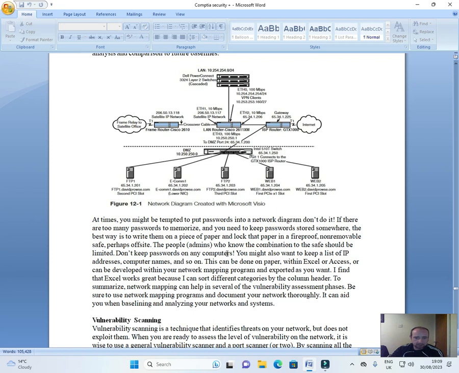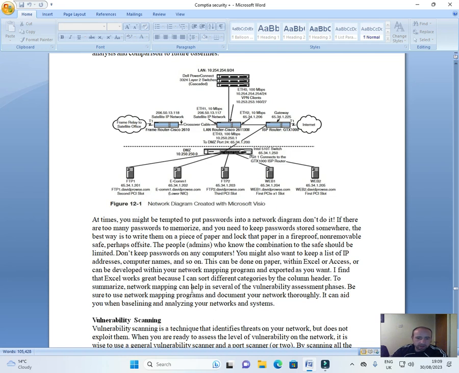The admins who know the combination to the safe should be limited. Don't keep passwords on any computers. You might also want to keep a list of IP addresses, computer names, and so on. This can be done on paper, within Excel or Access, or can be developed within your network mapping program and exported as you want. I find that Excel works great because I can sort different categories by column header to summarize.